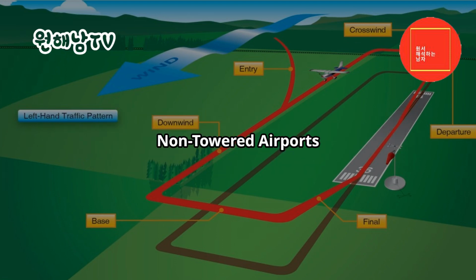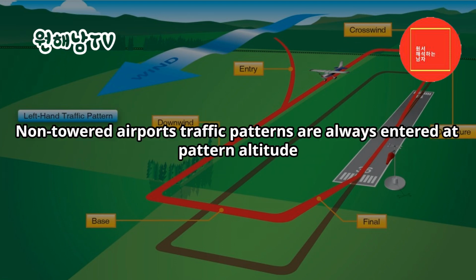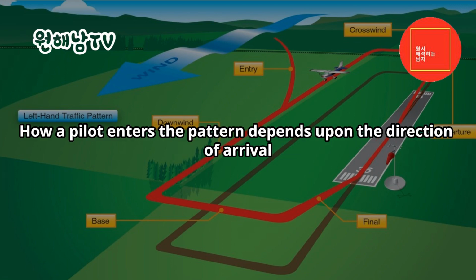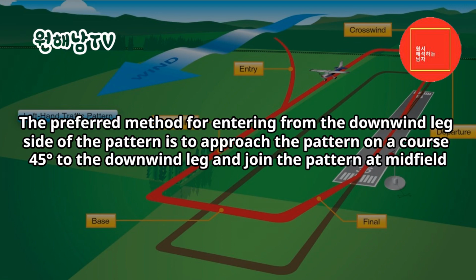Non-towered airports. Non-towered airports' traffic patterns are always entered at pattern altitude. How a pilot enters the pattern depends upon the direction of arrival. The preferred method for entering from the downwind leg side of the pattern is to approach the pattern on a course 45 degrees to the downwind leg and join the pattern at midfield.